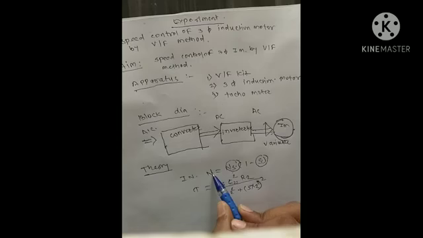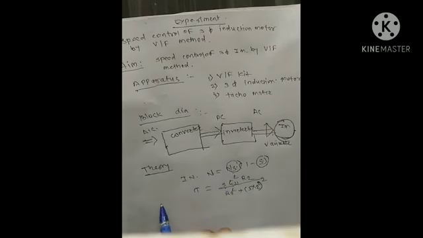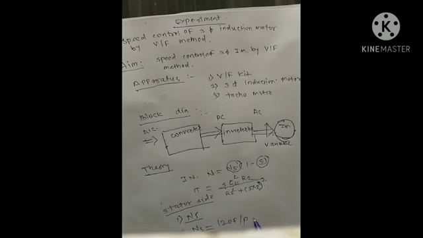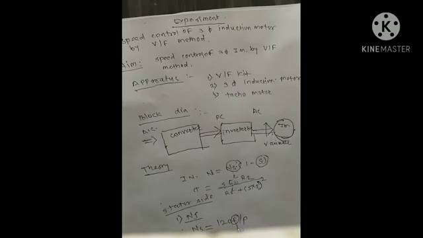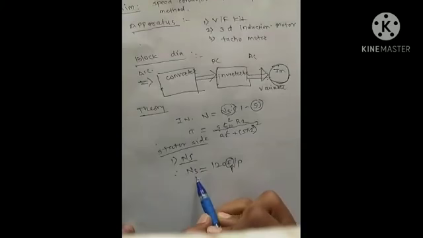The speed of the induction motor can be controlled by two methods: method 1 from the stator side and method 2 from the rotor side. First of all we consider the stator side. Number 1, supply frequency control by controlling Ns. We have to control only Ns. Therefore Ns equals 120 f upon P. This is called the V by F control method. Means we control only frequency. By changing the frequency, we control the speed.